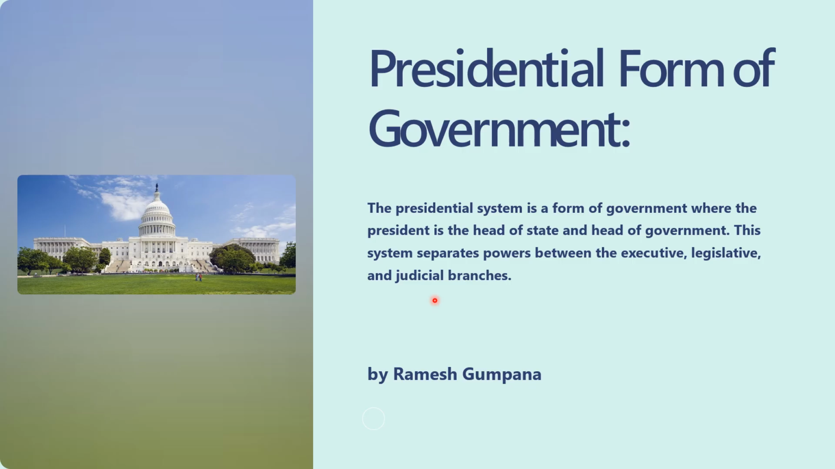The key characteristics of presidential form of government is separation of powers. The president is directly elected, and the president has significant executive powers, and the president serves a fixed term providing stability, and the president has significant executive authority.